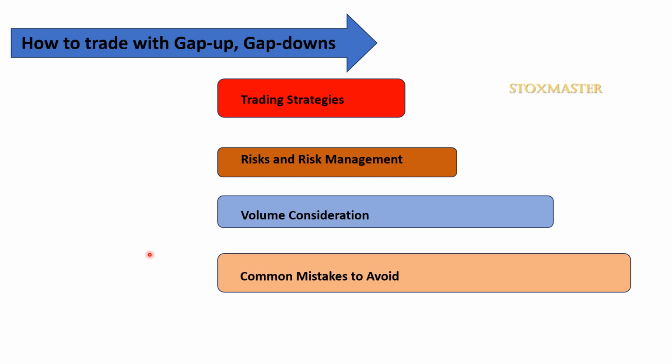Whether a gap up or gap down happens, we have to take the trade after confirmation, either by a pattern or any indicator. Support or resistance are very, very important. Sometimes the gap ups and gap downs work as support and resistance also, so we have to consider that too. These common mistakes must be avoided.